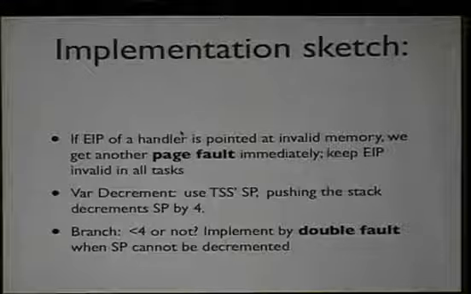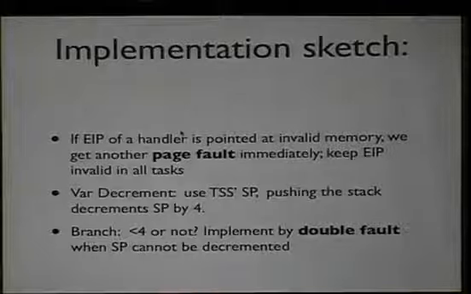And our implementation sketch of this is going to be this. Our EIP is always going to be pointing at an invalid address. That is one that is marked not present. Thereby, we can be sure that it will never actually execute a single instruction because there is no way it can possibly fetch a valid instruction.